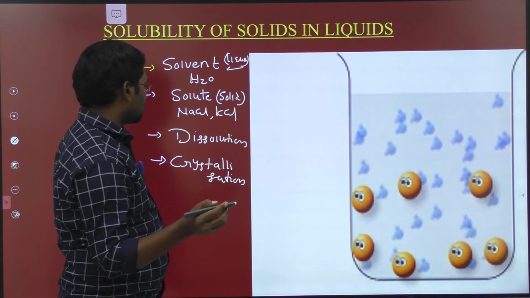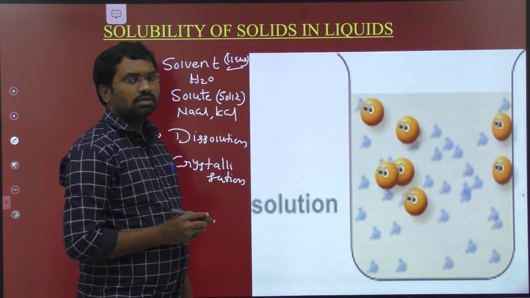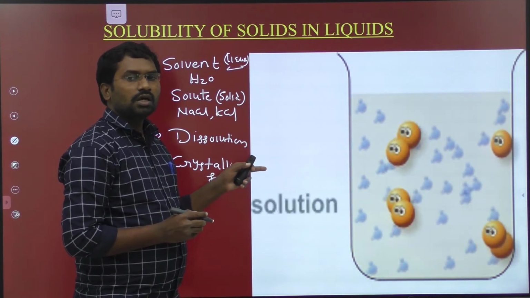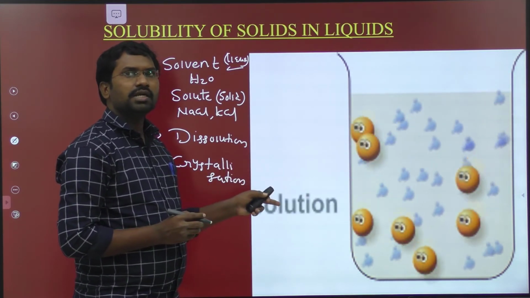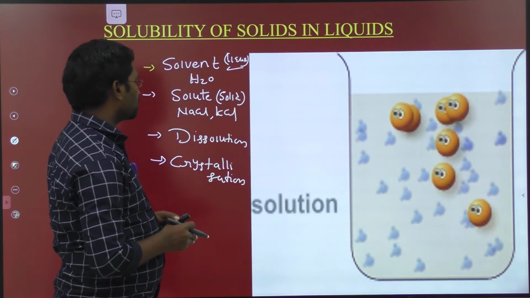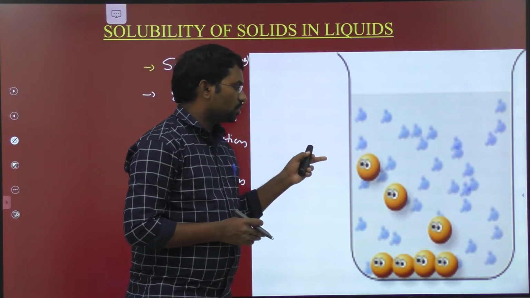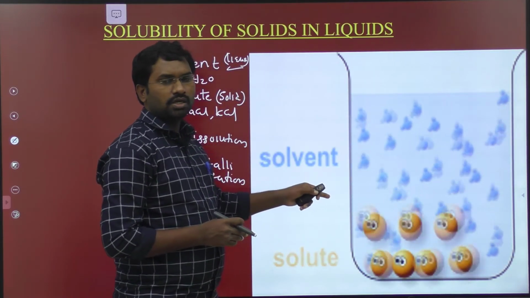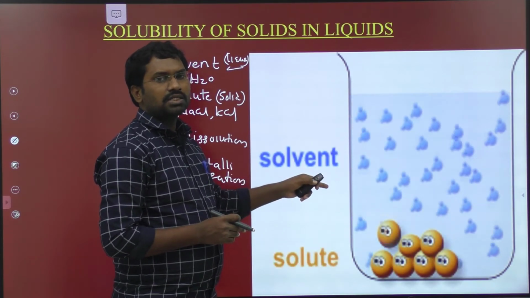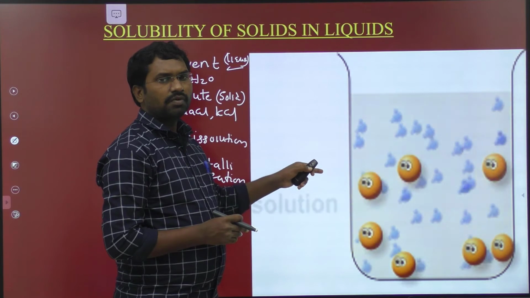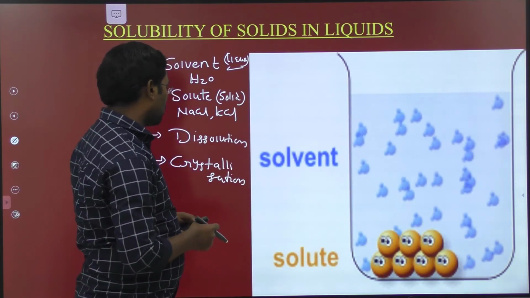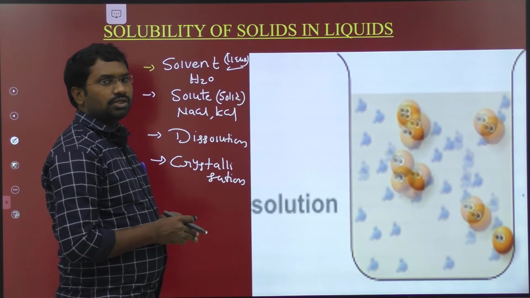So what is meant by dissolution and what is meant by crystallization? Dissolution means when the solid solute is added to the solution, the solid solute particles easily dissolve in water. In crystallization, some of the solid particles easily dissolve in the liquid, but some are undissolved. The undissolved solute particles collide with each other and separate out in another form. That is known as the crystallization process.